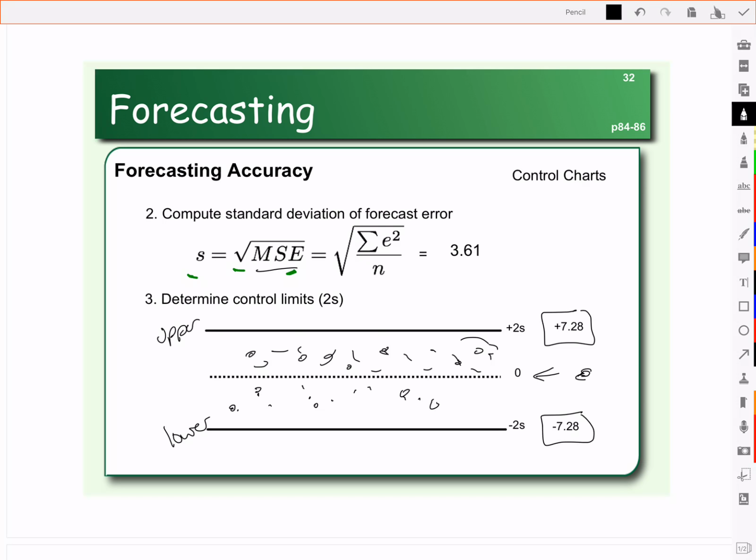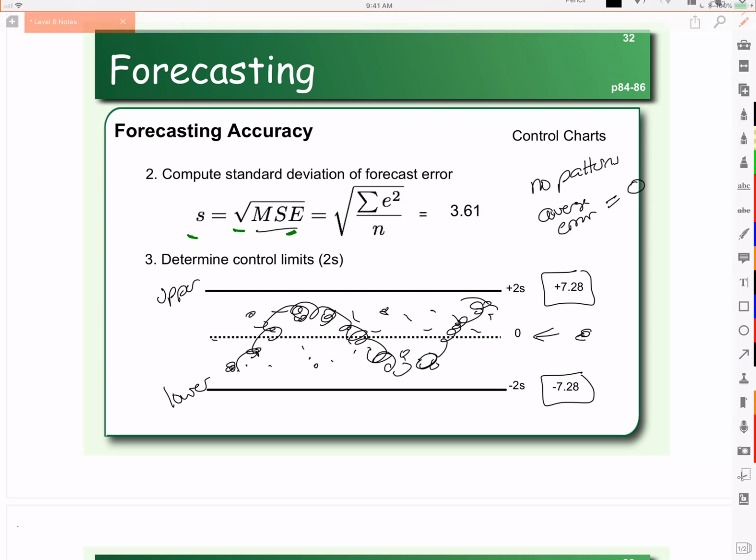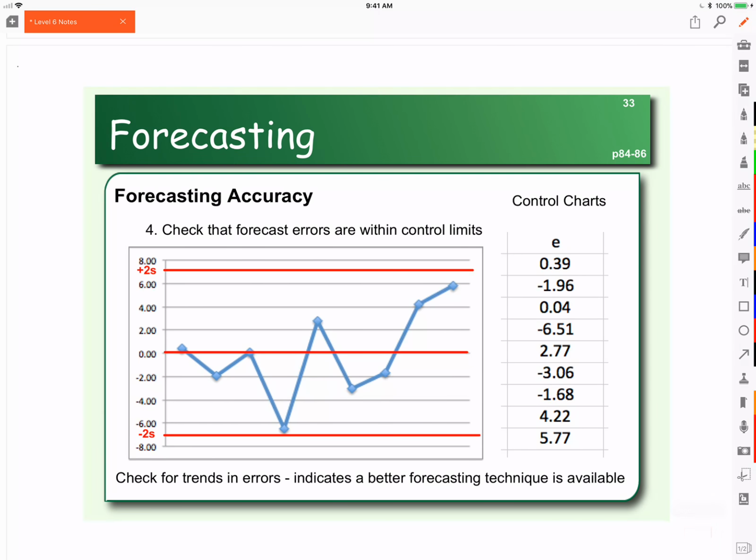What we're looking for on our control chart is that there's no patterns. If we see a pattern in that forecasting error, then there was some seasonality that we didn't account for in our model. We never took out the seasonality, so no patterns. The other thing we want to do is make sure that the average error is 0. Okay, so we should have some above and some below. So we're looking for something like that.